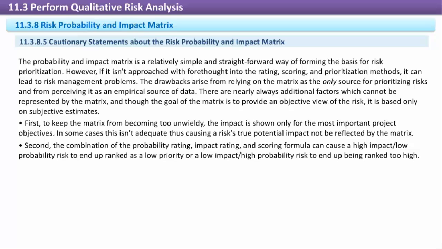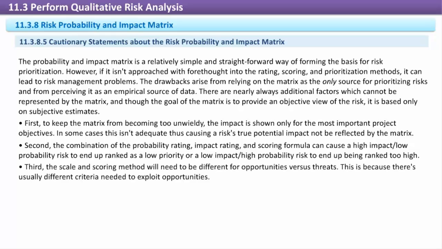Second, the combination of the probability rating, impact rating, and scoring formula can cause a high-impact low-probability risk to end up ranked as a low-priority, or a low-impact high-probability risk to end up being ranked too high. Third, the scale and scoring method will need to be different for opportunities versus threats. This is because there's usually different criteria needed to exploit opportunities.